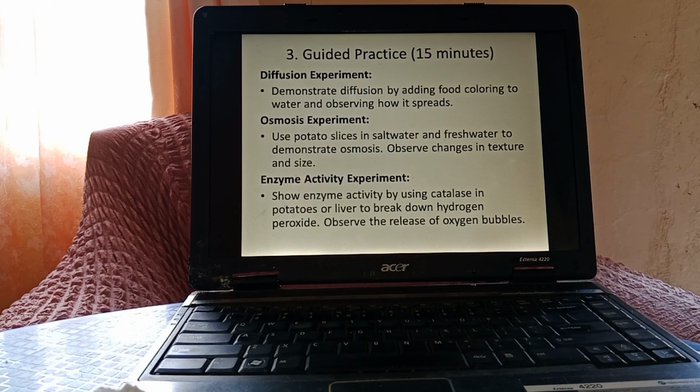So, guided practice, 15 minutes. My colleague, you have a diffusion experiment. Demonstrate diffusion by adding food coloring to water and observing how it spreads. Osmosis experiment: use potato slices in salt water and fresh water to demonstrate osmosis. Observe changes in texture and size. Enzyme activity experiment: show enzyme activity by using catalase in potatoes or liver to break down hydrogen peroxide. Observe the release of oxygen bubbles.